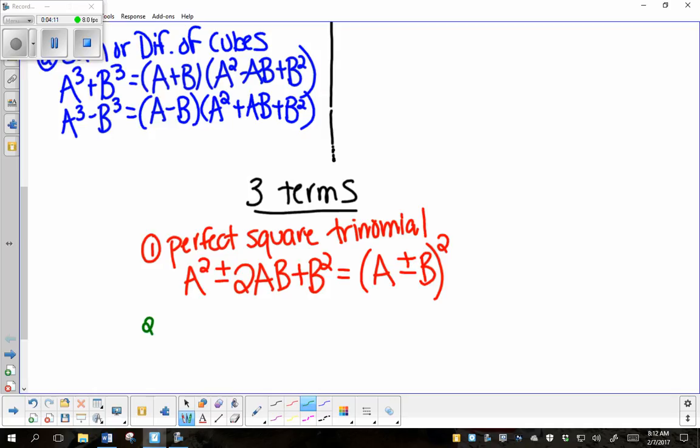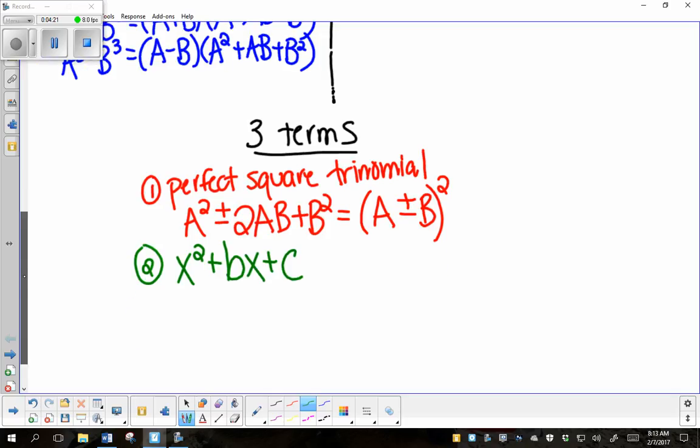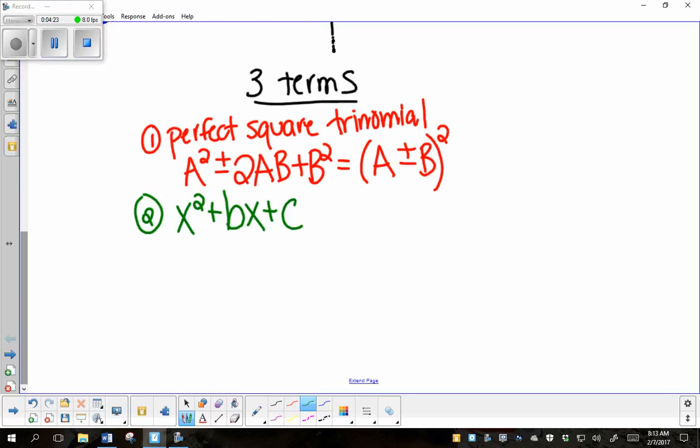The second thing you might have is what I just consider regular factoring. Something like x squared plus bx plus a constant c, like x squared plus 5x plus 6. If you see that, you look for two numbers that multiply to c and add to b. There's not really a formula way of writing that. You just look for the numbers that multiply to c and add to b, and you put those in your parentheses.